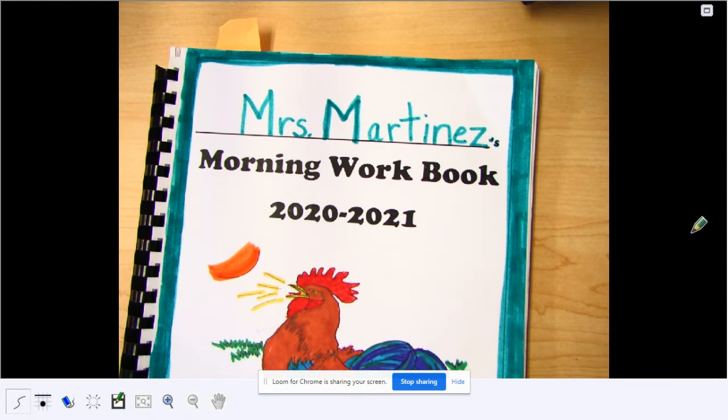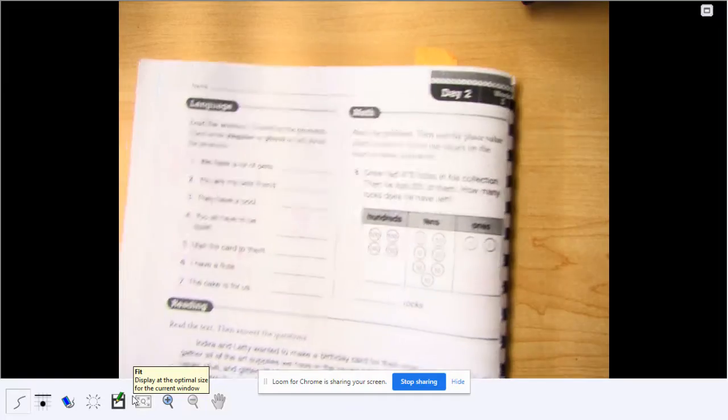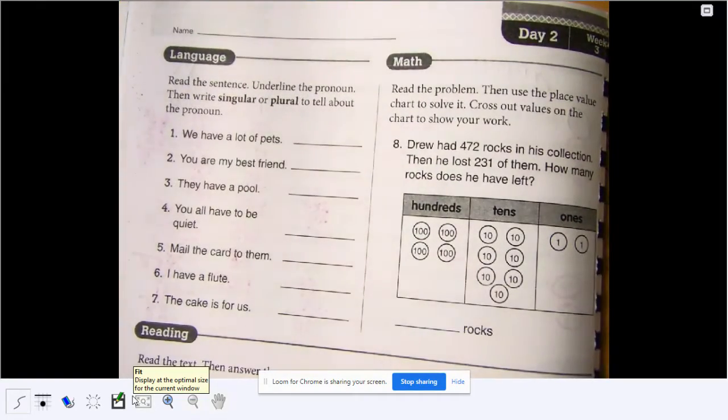We're going to go ahead and open up our book to page 22. Okay, and let's go over that so that you can work on this today, and then we're going to correct it tomorrow morning.